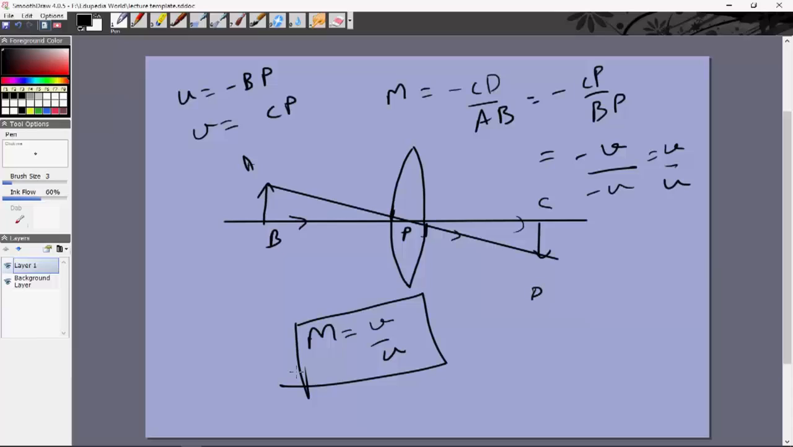Now let's look at a few concepts related to lenses, which I talked about for mirrors, such as the first focal length and the second focal length, which tend to be a little bit more complicated for lenses.